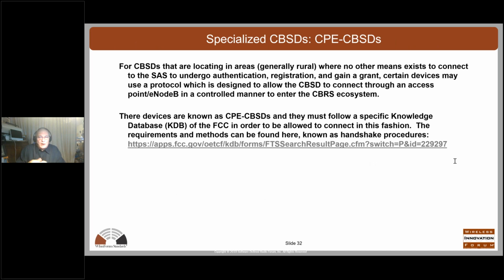And there are some specialized CBSDs. If you are in the field and you can't connect to a fiber or to a different frequency to do your registration, or somehow are not connected to the SAS, there's an ability to use a device called a CPE CBSD to connect your device, especially in rural areas. Slide 33.